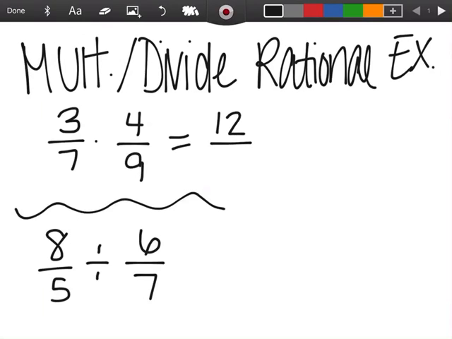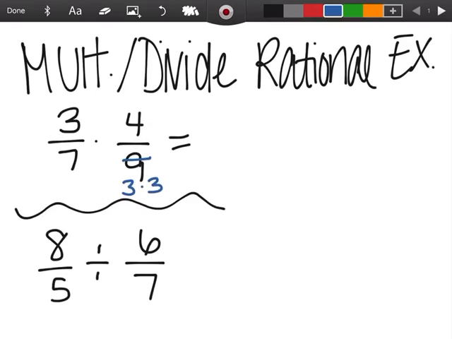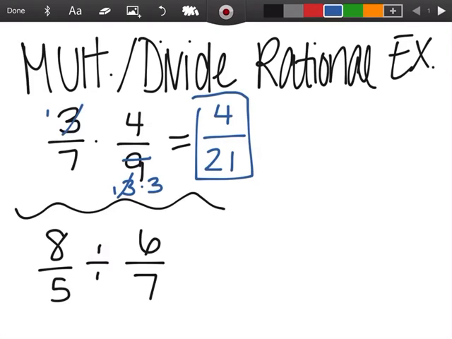So 3 times 4 is 12, and 7 times 9 is 63. And then you'd have to try to reduce. So you'd have to see what goes into 12 and 63. Or you could, from the beginning, recognize that 9 is the same thing as 3 times 3. So the 3's reduce to just be 1. And so in the numerator, 1 times 4 is 4. And in the denominator, 7 times 3 is 21. So 12 over 63 would reduce to be 4 over 21.